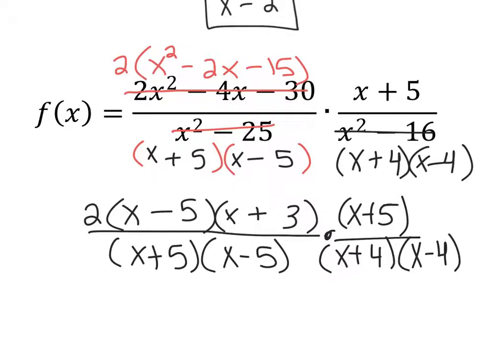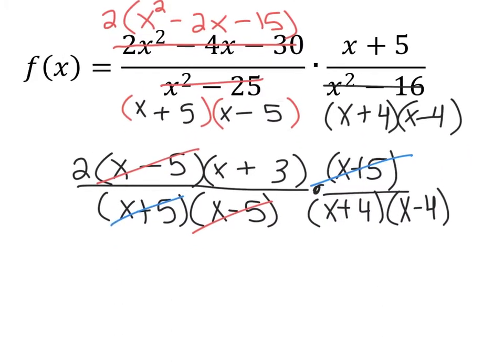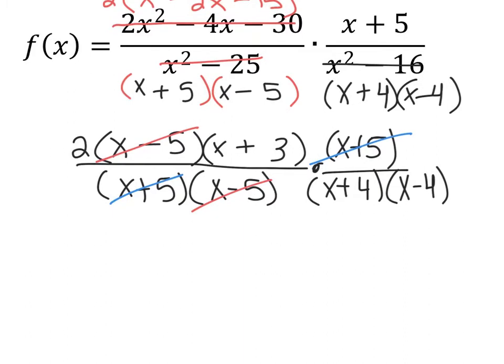Now remember, I can only divide to 1 if the linear factors are exactly the same. So x minus 5 and x minus 5 divide to 1. X plus 5 and x plus 5 divide to 1. Now nothing else is common on the numerator and denominator.